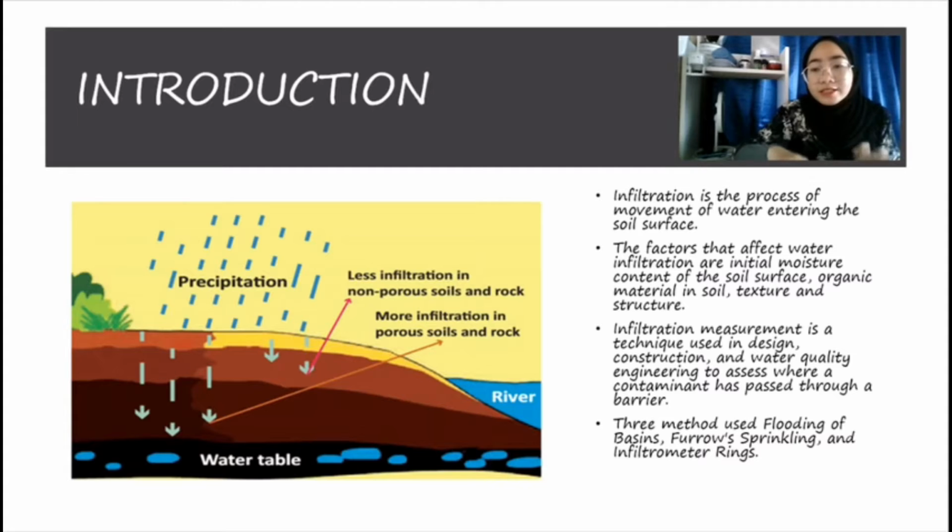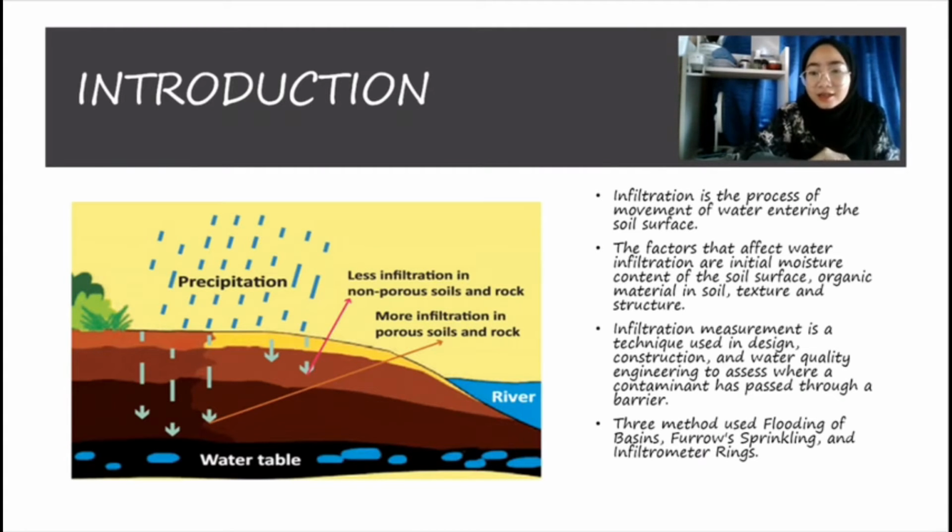Infiltration of water is a major process in various fields such as hydrology, agriculture, and hydraulic works. As we all know, infiltration is one of the most significant aspects for irrigation. Infiltration is the process of movement of water entering the soil surface. There are a few factors that affect water infiltration: initial moisture content of the soil surface, organic material in soil, texture and structure, and porosity. From the figure here, we can see that infiltration rates are lower in heavy textured soil.